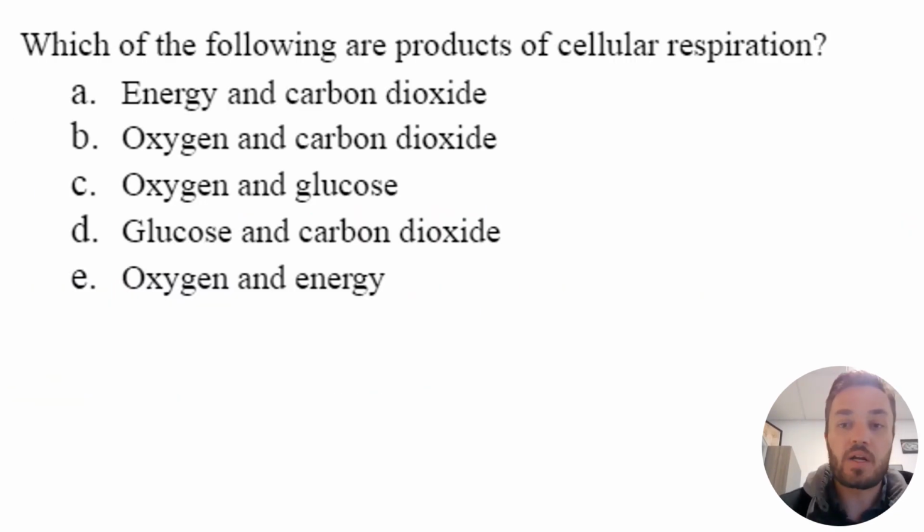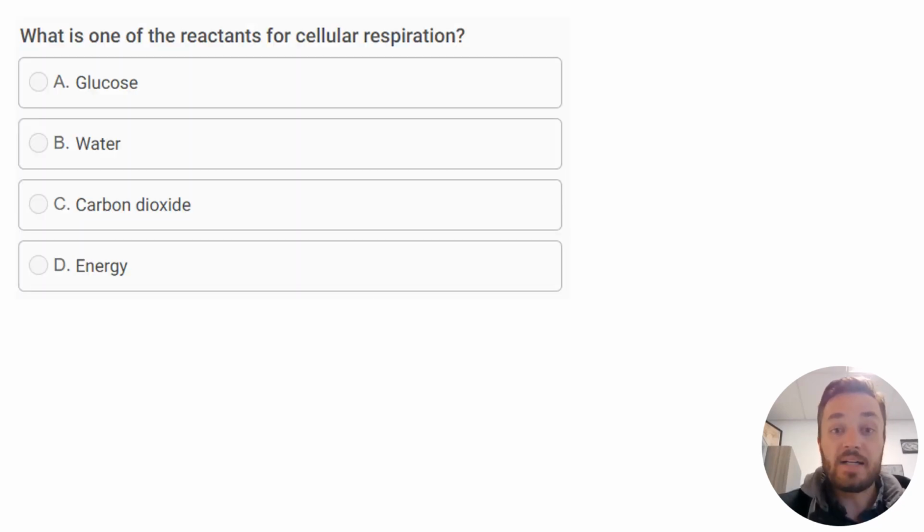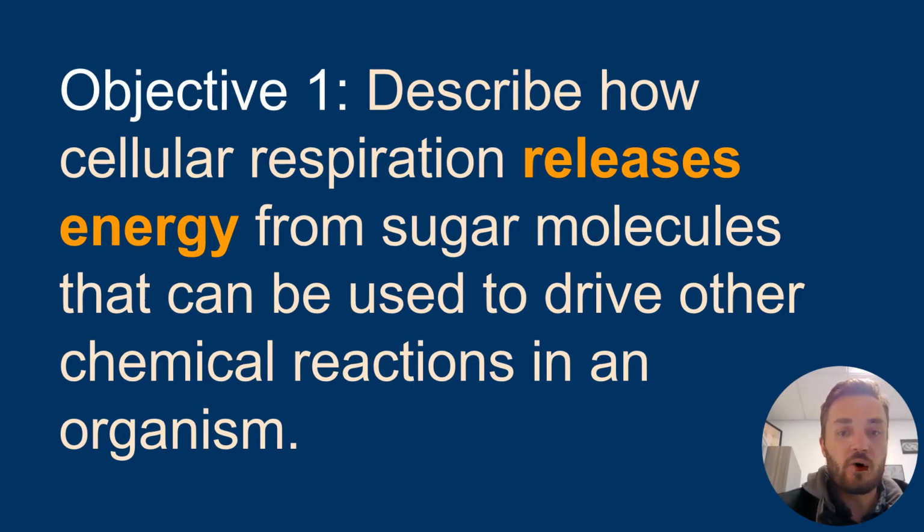So which of the following are products of cellular respiration? We are ending up with both, let's see here, which option? Carbon dioxide, and we're releasing a ton of energy. So I would go with option A. Which is one of the reactants for cellular respiration? Well, we need sugar, and we also need oxygen to make it work well, but that's not an option, so we would just go with A, glucose.